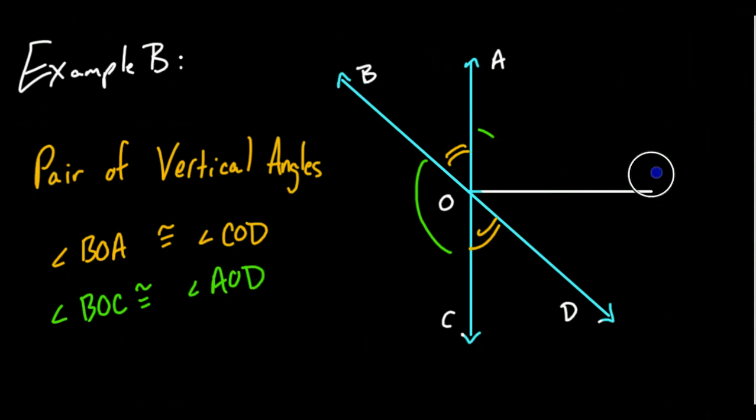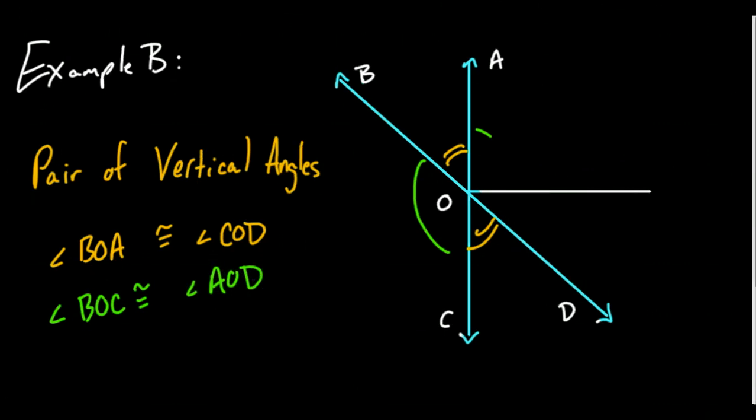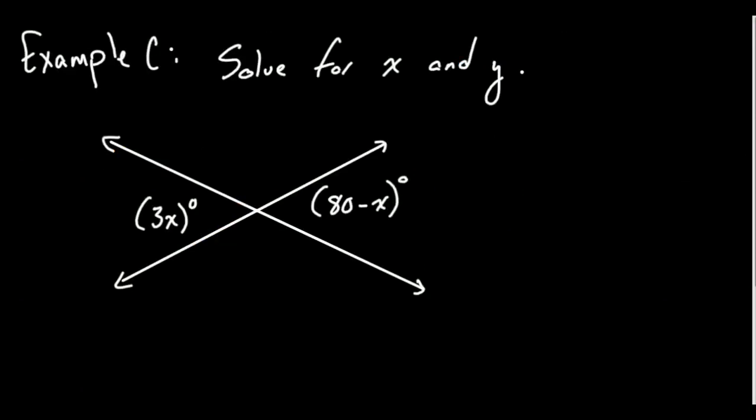Sometimes, again, like I said, guys, it helps to clear up the clutter that you have. If you want to get rid of it as much as possible, just so you really are visualizing those vertical angles, get rid of everything else that's in the diagram. Now you can very easily see, oh, it is BOC and AOD.